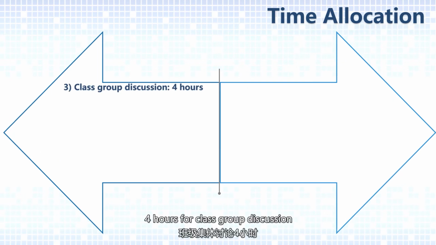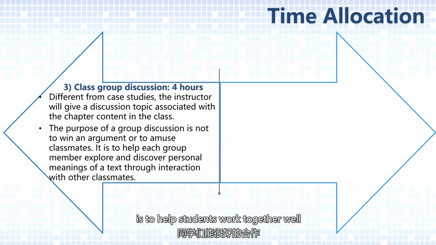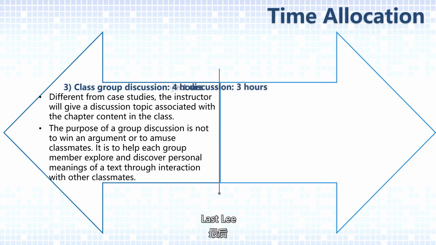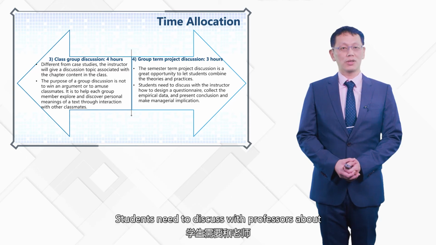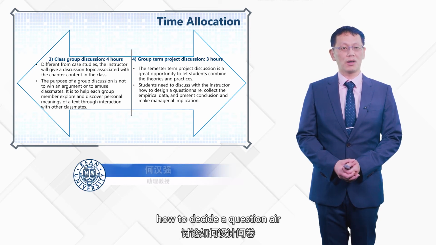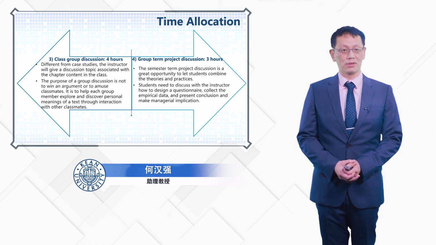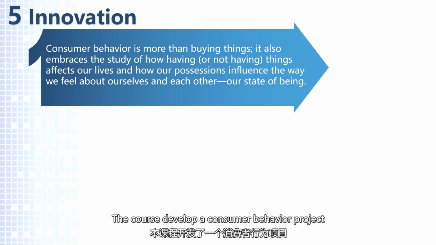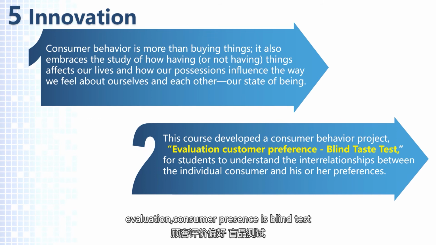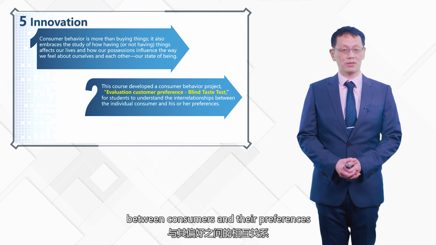4 hours for class group discussion. The purpose of a group discussion is to help students work together well. Lastly, we have 3 hours for a term project group discussion. Students need to discuss with professors how to design a questionnaire, collect data, present a conclusion, and make managerial implications. The course developed a consumer behavior project, evaluating consumer preferences, a blind test for students to understand the relationships between consumers and their preferences.